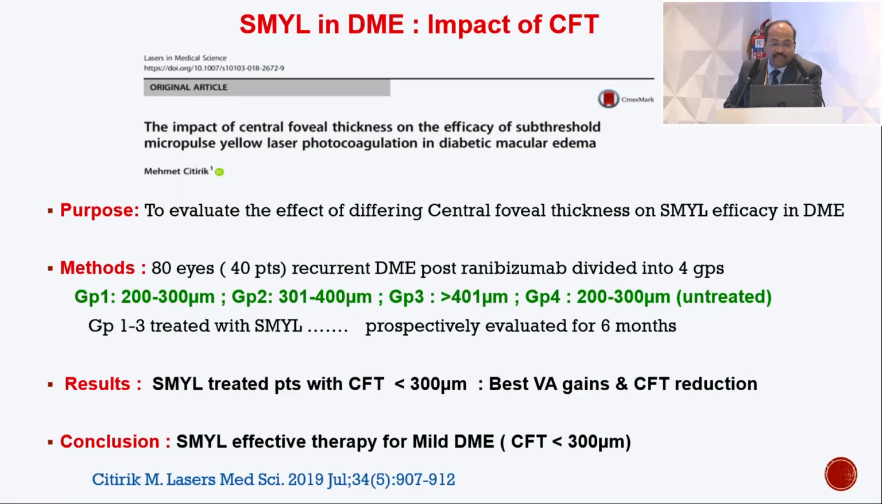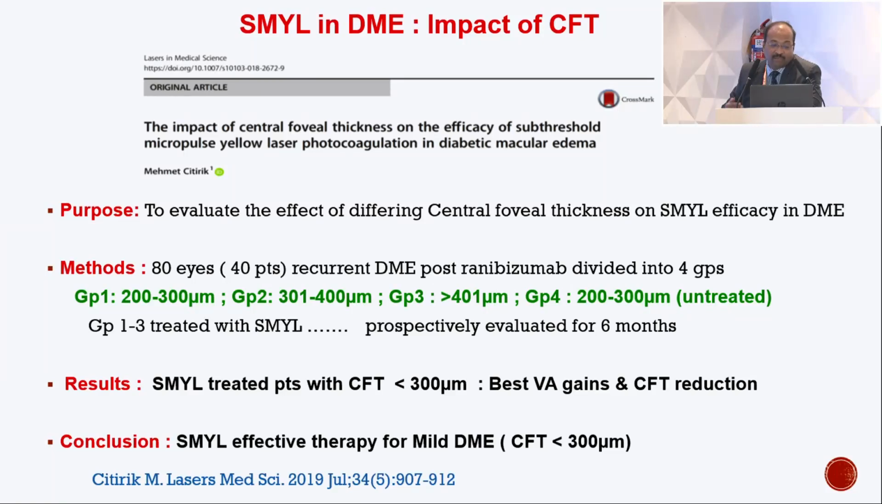Another study did something equally interesting. They looked at micropulse laser in DME and the impact of the central foveal thickness. So they tried to evaluate the effect of differing central foveal thickness on micropulse yellow laser efficacy in DME. 80 eyes with recurrent DME post-ranibizumab were divided into 4 groups. 3 of these groups received treatment. Group 1 was 200 to 300 microns, group 2 301 to 400, group 3 greater than 401. Group 4 was 200 to 300 microns untreated. Groups 1 to 3 essentially were treated with micropulse laser and prospectively evaluated over 6 months.